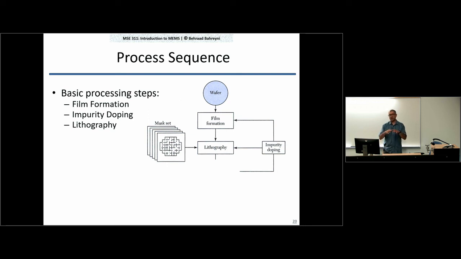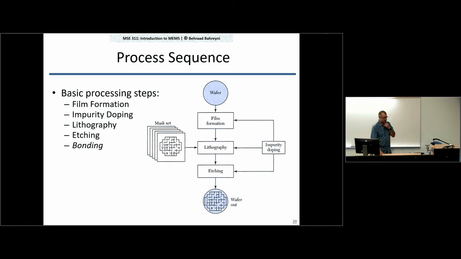You define which areas of this film you want to keep and which areas you want to remove through a lithography process. It's a photolithography process. And then finally you remove whatever that you don't need. It's an etching process. And then this sequence is repeated. So in a MEMS process, you may go through this cycle of film deposition, lithography, and etching maybe 10 times, 5 times, depending on the application. In microelectronics, it could be tens of times or maybe even more.